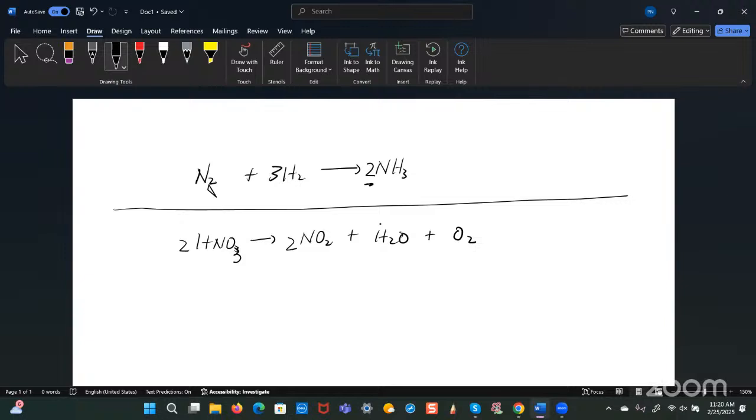Anybody? How about you guys out there in Zoom? Any ideas? We have 6 oxygens on the left, and we have a total of 7 on the right. Double the number of oxygens on the left.